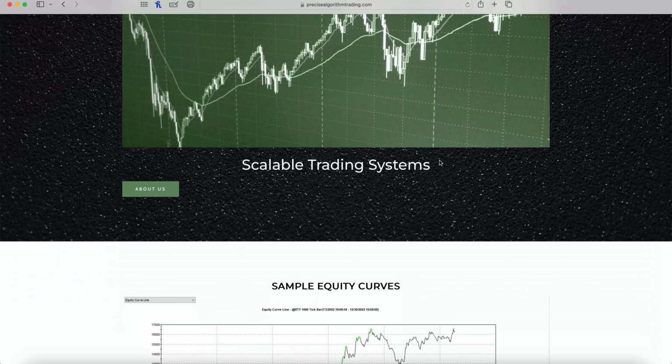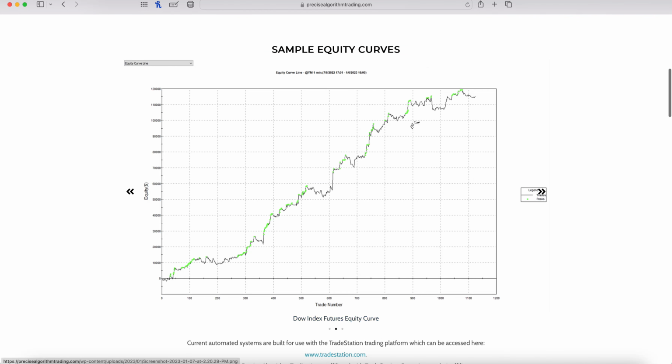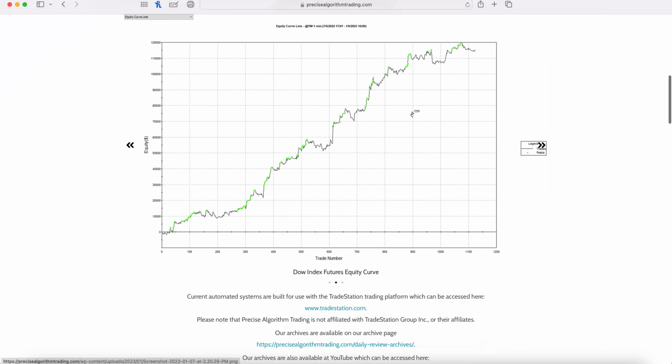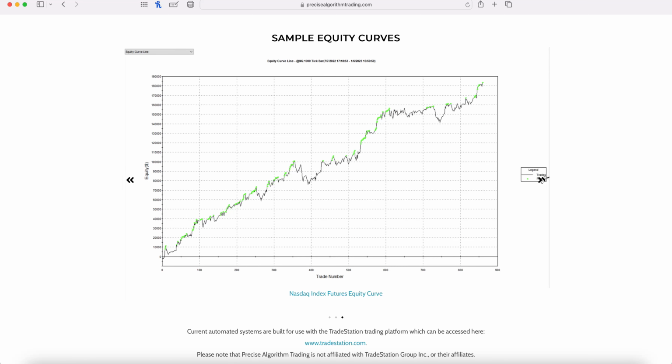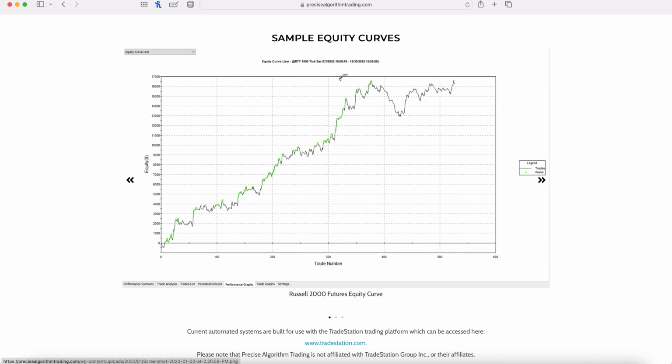When we roll down here, we have sample equity curves. This is what our sample systems were doing at the time when they were taken, which is 1/6 of 23. So that's what it looked like back then. These things move through. This was the NQ system for that period of time, and this is the Russell system for that period of time from 7/3 of 22 to 12/30 of 22. So you can see that there.